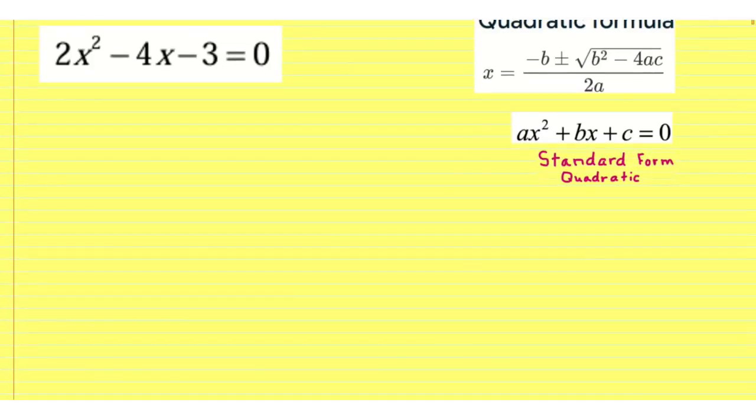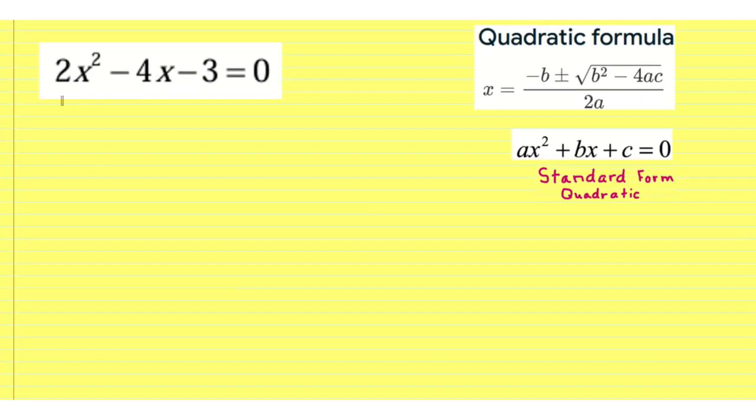Okay, our next problem says 2x squared minus 4x minus 3. And it is already in standard form, ax squared plus bx plus c. It's all in nice, neat standard form. So we can easily see where our a value is, which is the 2, our b value, which is -4, and our c value, which is -3. We're going to plug it into the quadratic formula.